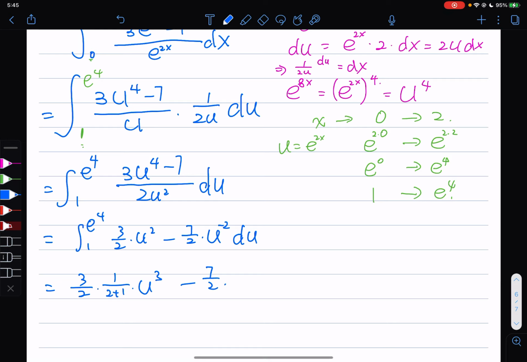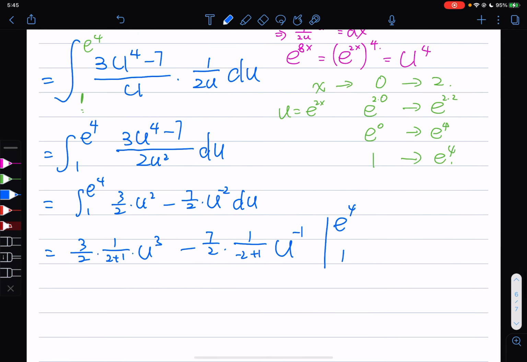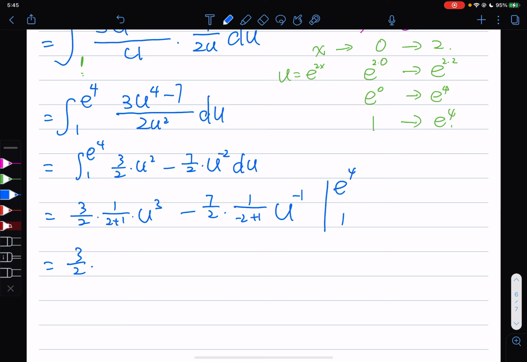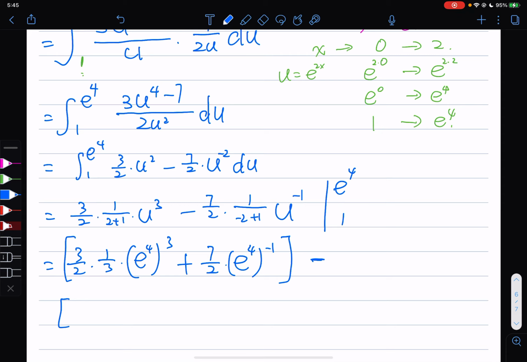Minus 7 over 2, 1 over negative 2 plus 1, u to the negative 2 plus 1, which is negative 1, evaluated at those 2 points. So you have 3 over 2 times 1/3, and then you plug in e to the 4th cubed, minus 7 over 2 times 1 over negative 1, hence plus 7 over 2 e to the 4th to the negative 1. That's the first half of it, minus 3 over 2 times 1/3, 1 cubed, plus 7 over 2, 1 to the power of negative 1.